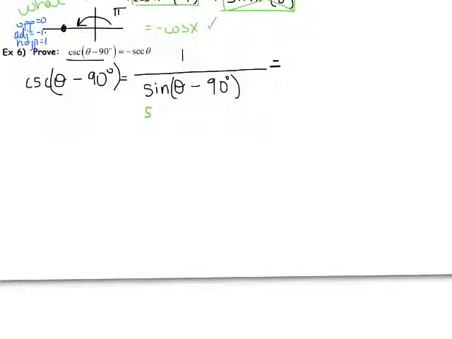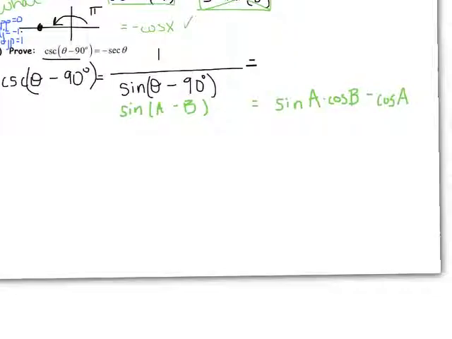So go to your sine a minus b, and again, I just like to write it right underneath so I can kind of see what I'm going to fill in. This tells you it's sine a cosine b minus cosine a sine b. By the way, you would never have to memorize this. I've just done this too many times.